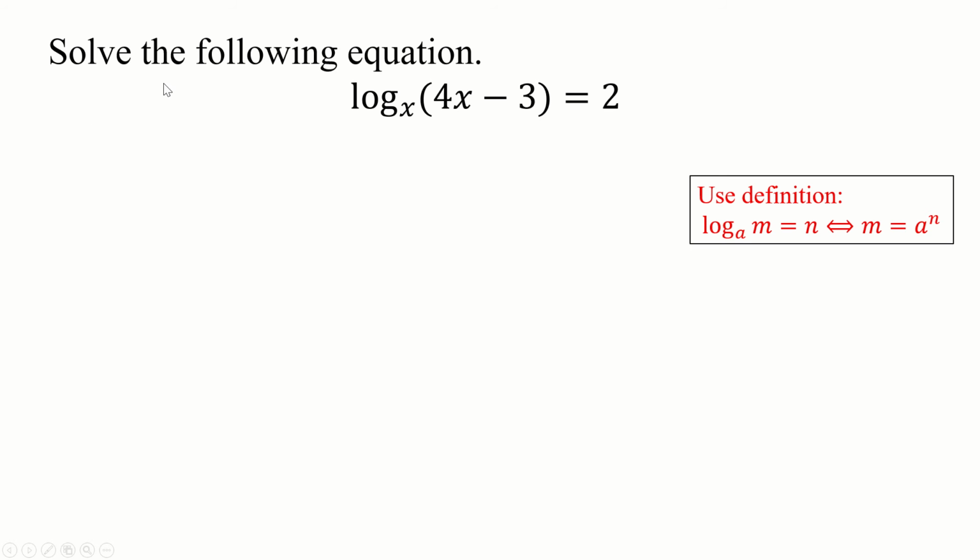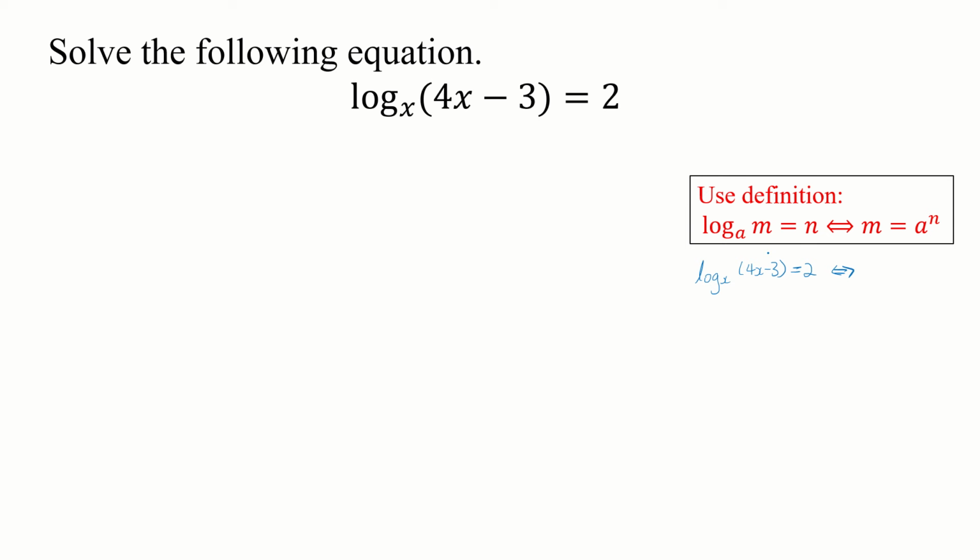Okay, let's just look at one more example. So here we have to solve the equation log base x of 4x minus 3 equals 2. Let me just write down the equation below my definition. Because we're using this definition to solve again, log base x of 4x minus 3 equals 2. Again, we can use this.